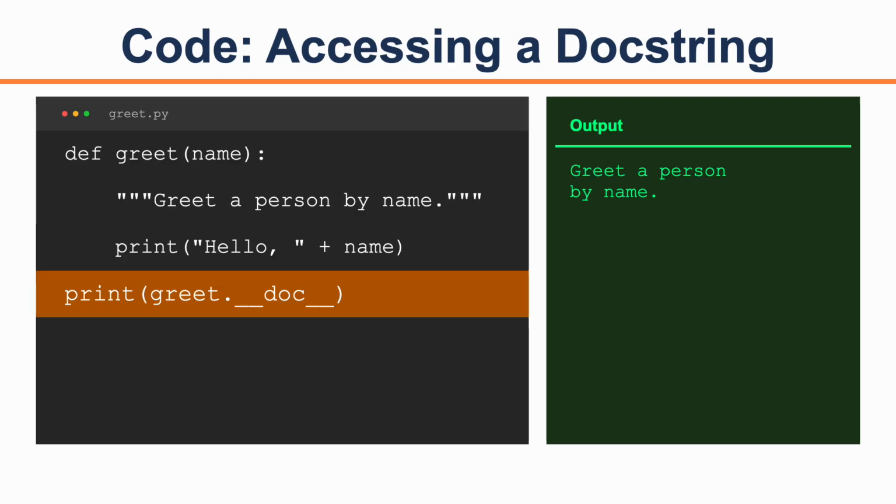Every function stores its docstring in a built-in attribute called __doc__. Passing that attribute to print displays the docstring text. This is useful for inspecting what a function does without reading the source code directly.